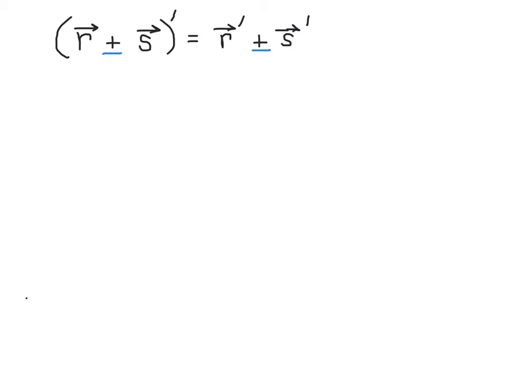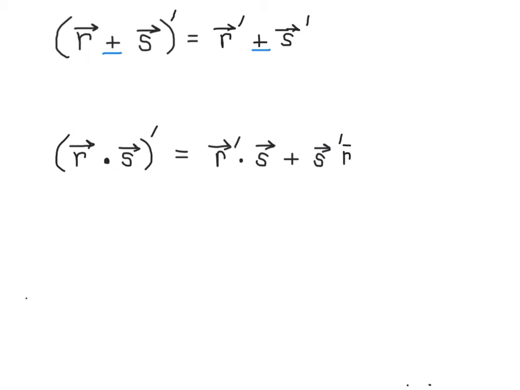So now let's look at products. If we take the dot product of r and s, and we want to take the derivative of that, that's going to be the derivative of r times vector s, plus the derivative of vector s times vector r.